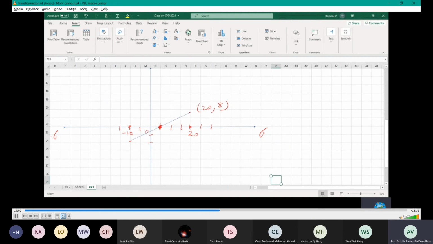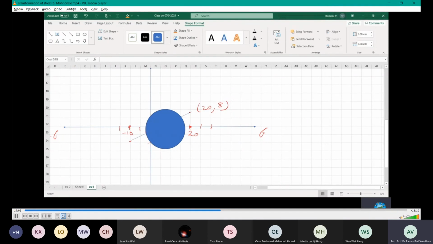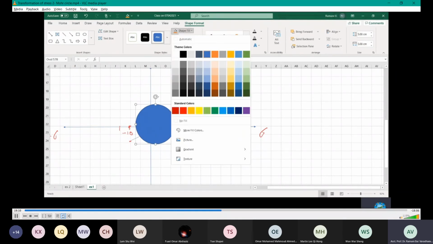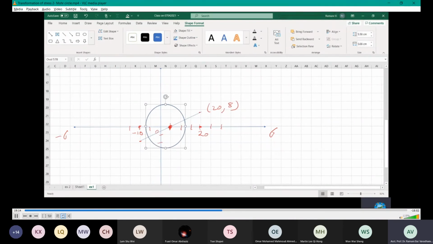But in my case, I just insert, because I'm doing this on the app, so I can only insert a circle. I do it like this. But in your case, you have to do it using a compass. Hope you know how to use the compass.